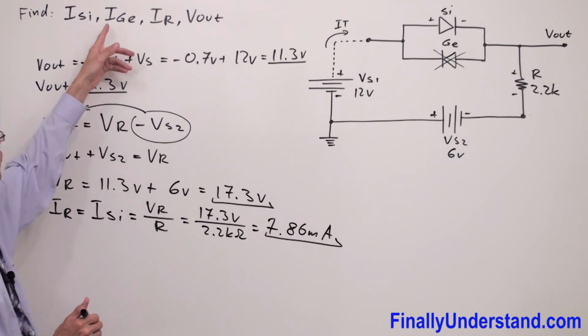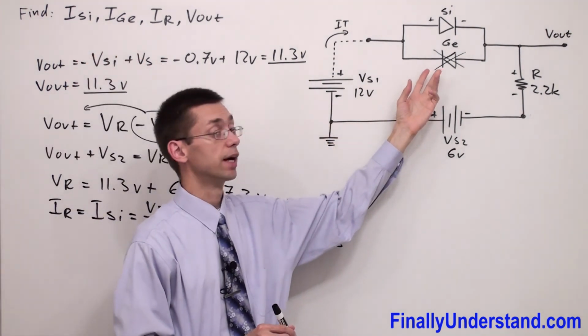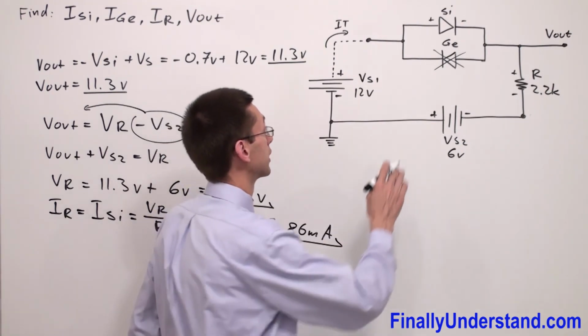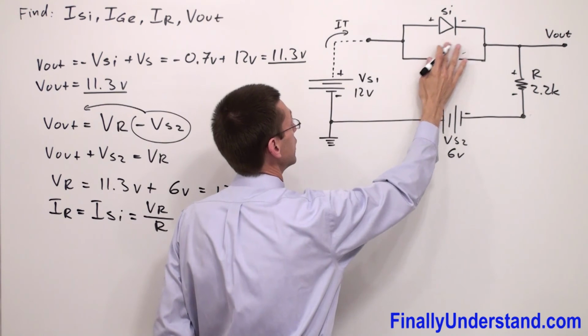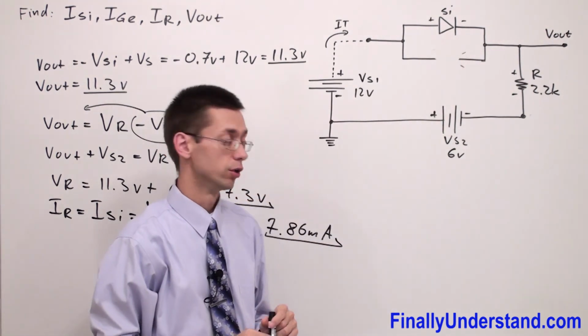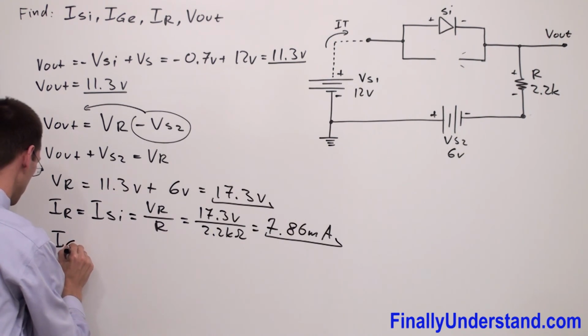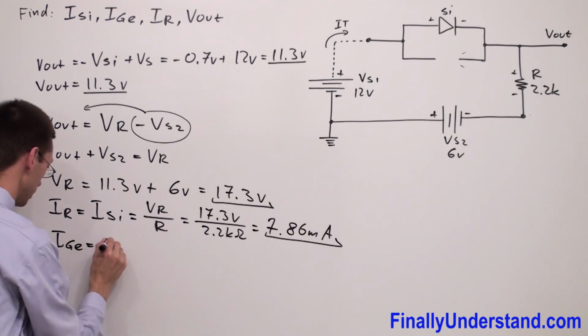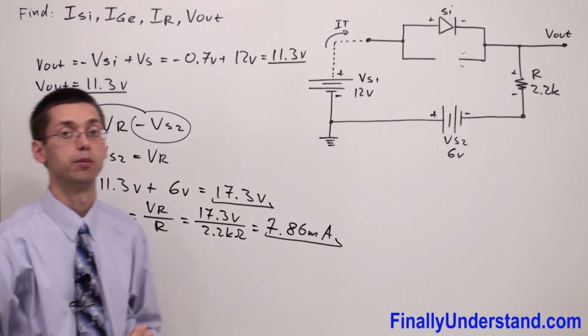Okay, so this is the current which goes through the resistor and current which goes through the silicon diode. We have to find the current which goes through the germanium. We said that germanium diode behaves like an open circuit, so I can simply erase it. So anytime we have an open circuit, there is no current going through. So we're supposed to say that I germanium is equal to 0 amps. Now we can say that the problem is solved.